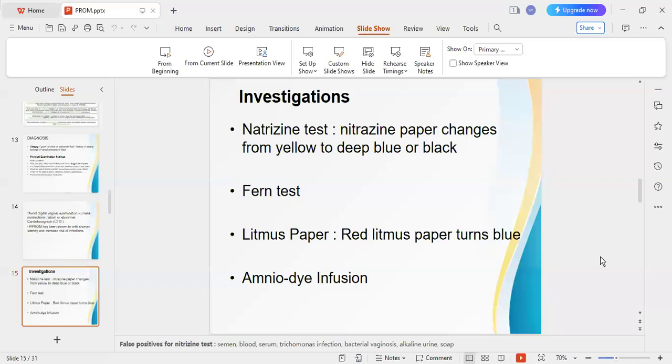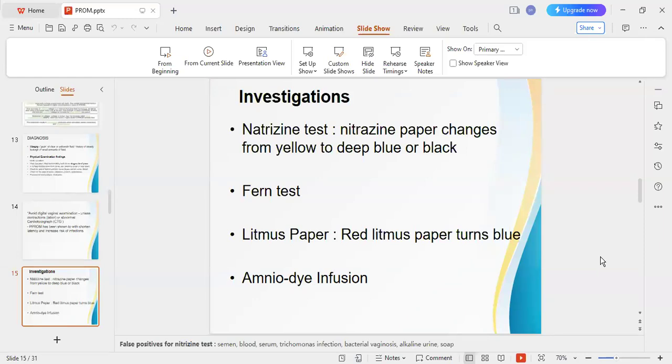So there are some investigations we can also do to support our diagnosis, especially when the diagnosis is uncertain. So we have the nitrazine test. Generally the pH of the vagina is acidic, but the amniotic fluid is more alkaline. So when there's that mixture, the fluid becomes more alkaline in nature. When you put a nitrazine paper on this fluid, you realize that it changes from yellow to deep blue.